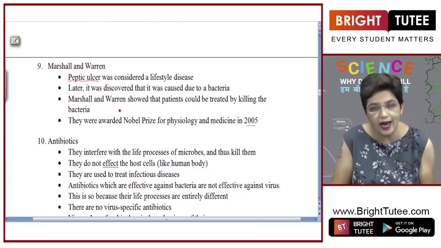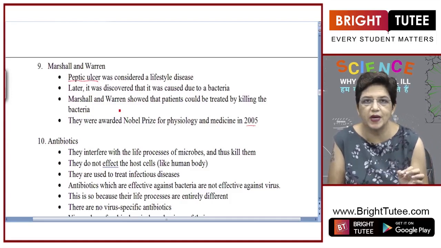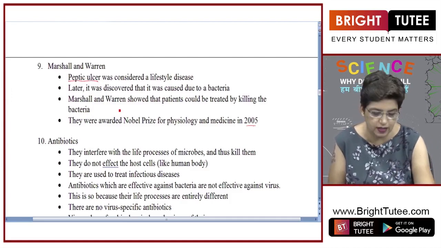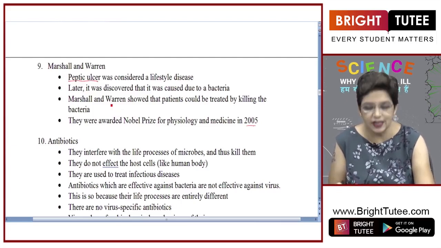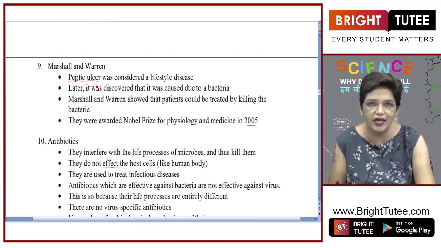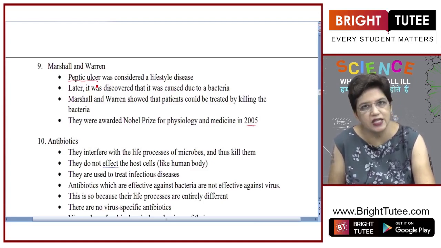Marshall and Warren showed that if patients are treated by killing those bacteria, then a disease like peptic ulcer can be easily cured. So this was a very great discovery, because peptic ulcer was giving problems to so many patients, and it is now very easy to treat them.